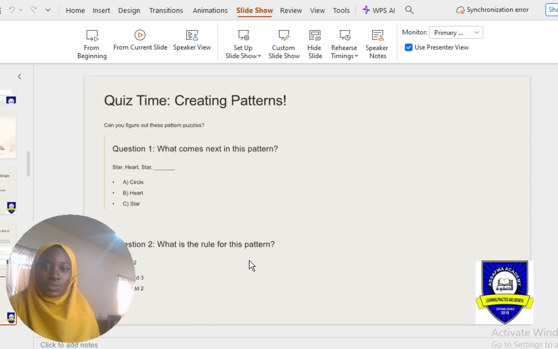Now we'll go to quiz time. I have questions for you which you answer. When you answer them, you put them in the comment section. Please, what comes next in this pattern? Star, heart, star. What comes next, please? Then the next one is, what is the rule for each pattern? You write the rule for each pattern.